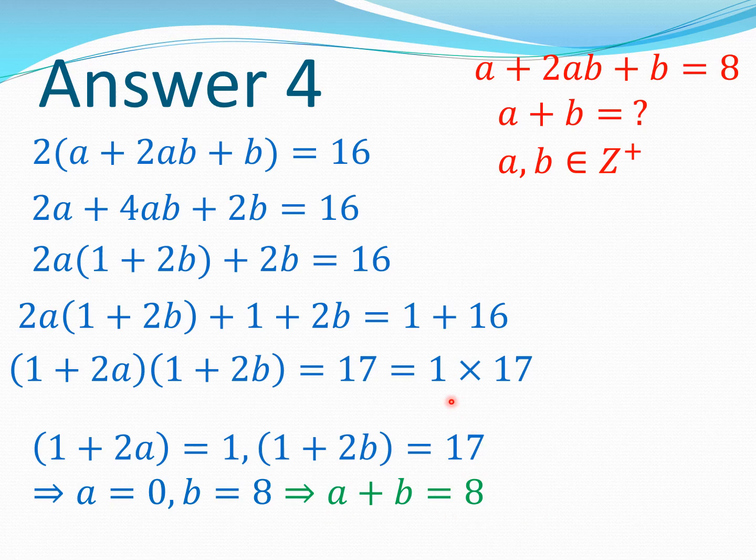Now if I were to consider 17 as 17 into 1, I could say 1 plus 2a is 17 and 1 plus 2b is 1, and then I would get a is 8 and b is 0, but I would still end up with a plus b equals 8. So we have solved this equation. This is an interesting equation because it tests some of the algebraic principles, and it also shows you the importance of prime numbers. Once we can show something is factored and on the right hand side we have something related to prime numbers, we can actually get something out of that particular algebraic problem.